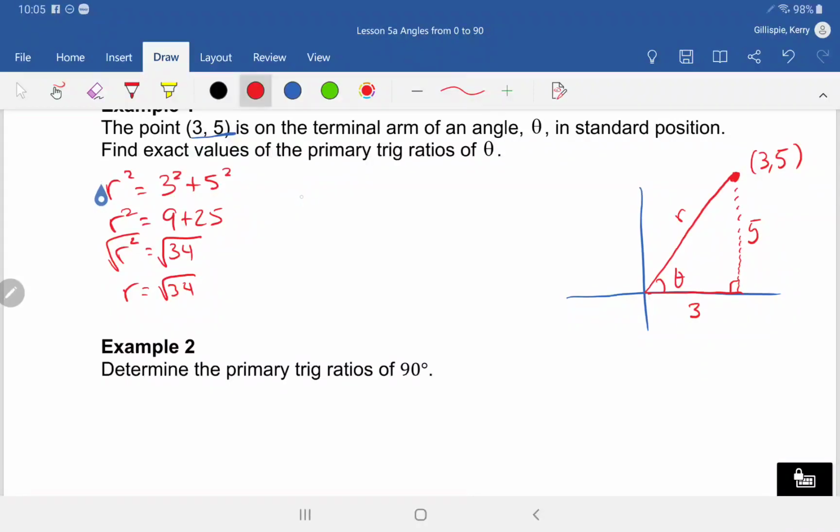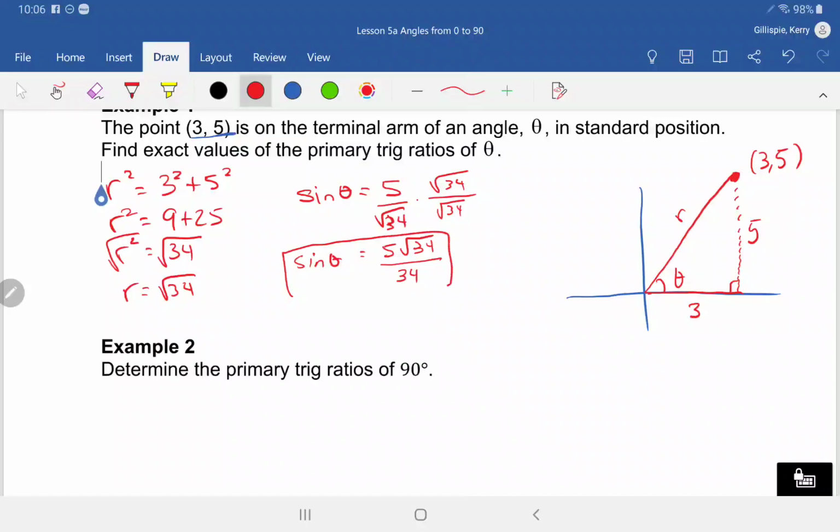So the primary trig ratios, remember, are sine, cos, and tan. So we're doing sine of theta, and sine is the y over the r, just like above. So sine theta is 5 over root 34. Now, we also talked about in the beginning of the course how root 34 should never be on the bottom. So we're going to rationalize the denominator to simplify that, just because it's really not supposed to be in the bottom like that. So this would be 5 root 34 over 34.